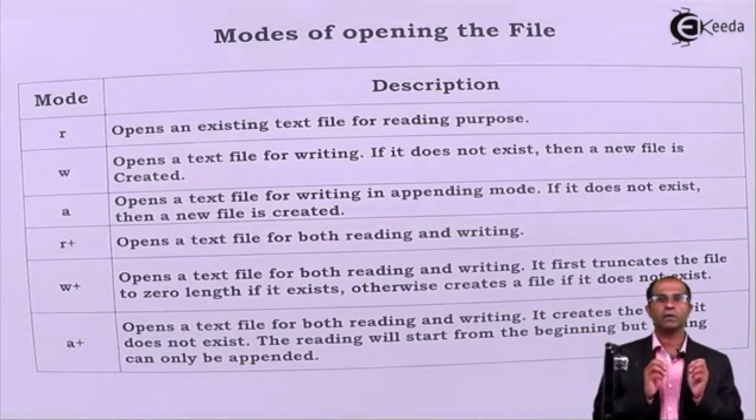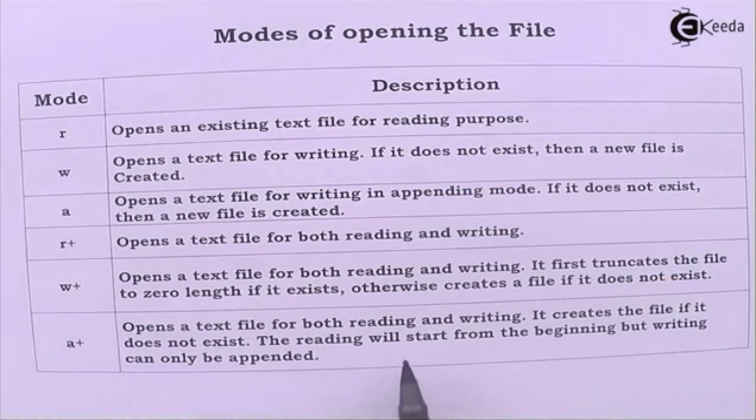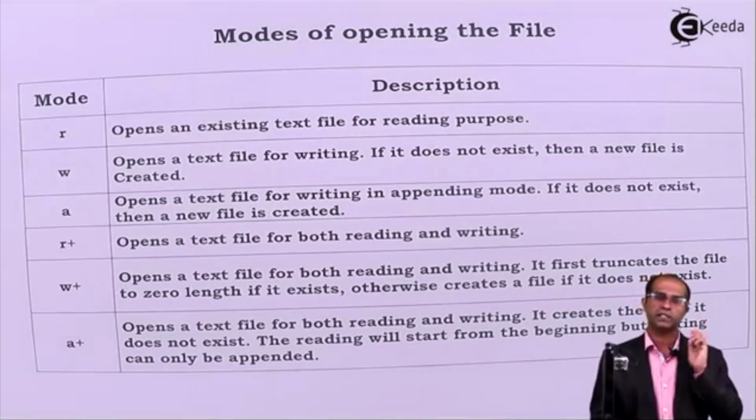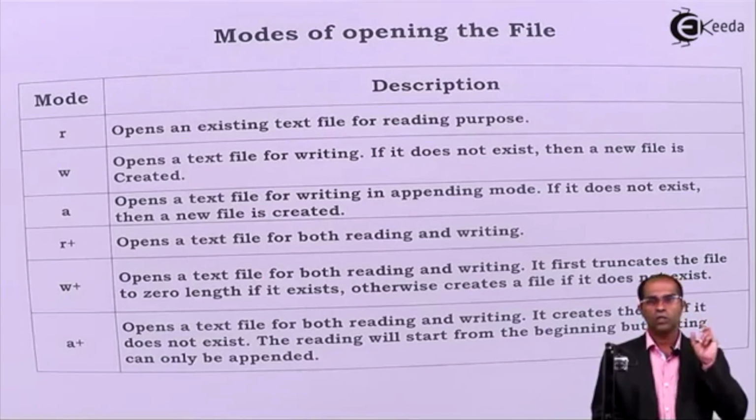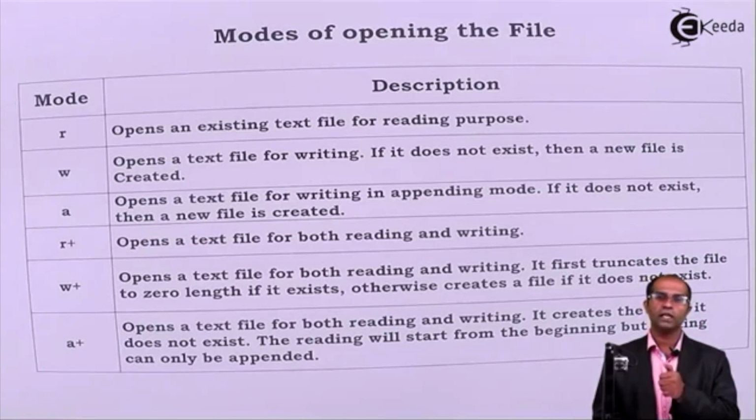Similarly, we have a new mode called A plus. A plus opens a text file for both reading and writing. It creates the file if it does not exist. The reading will start from the beginning, but writing can only be appended. We will not be able to modify any of the existing contents. Once the file contents are written, you can't modify those contents. So A plus will always start writing at the end. That is appending the contents to a file.